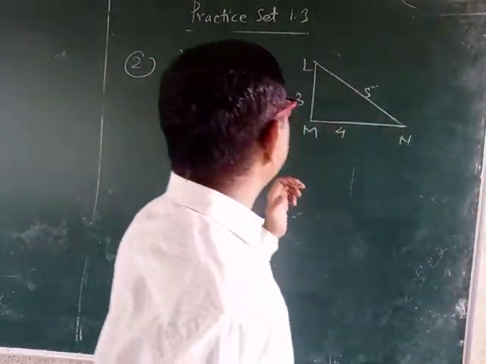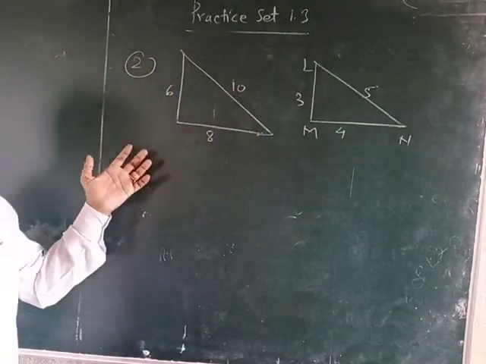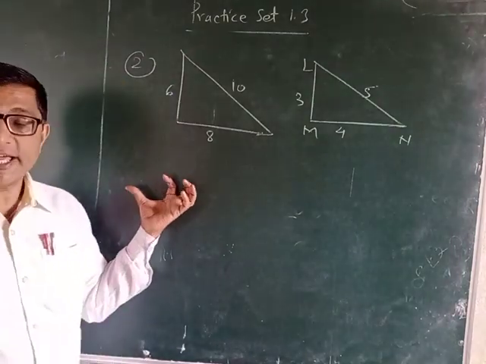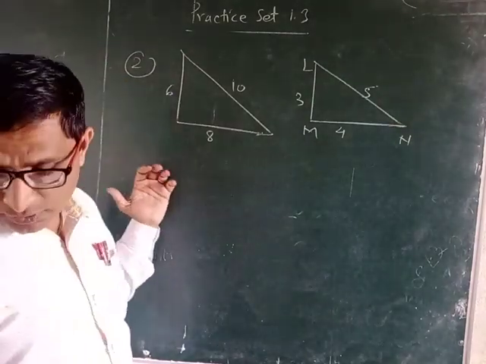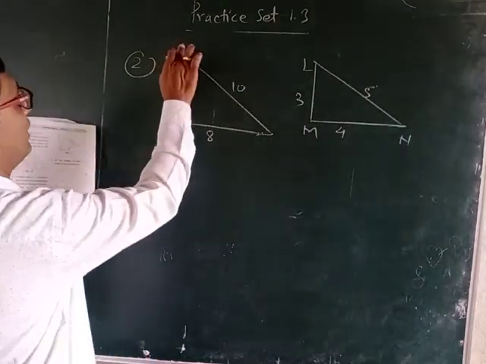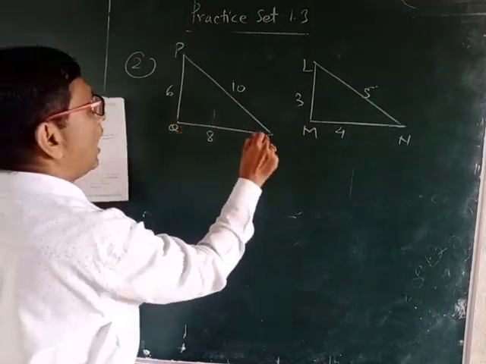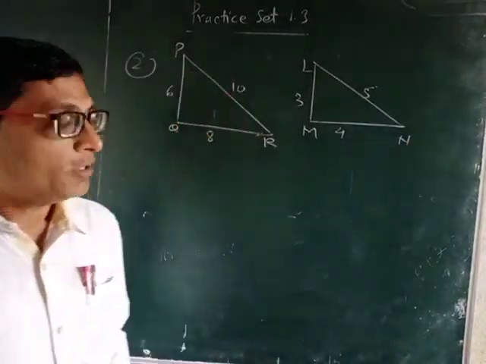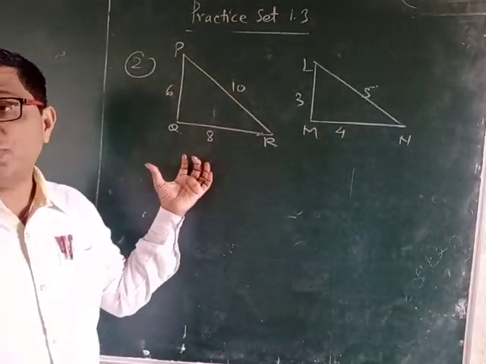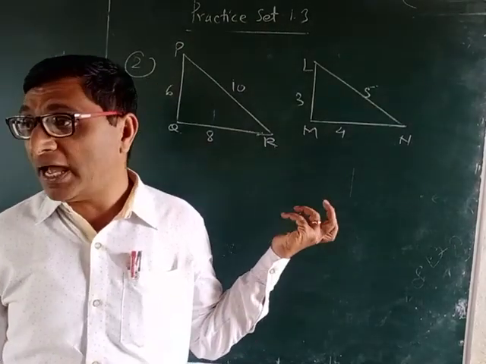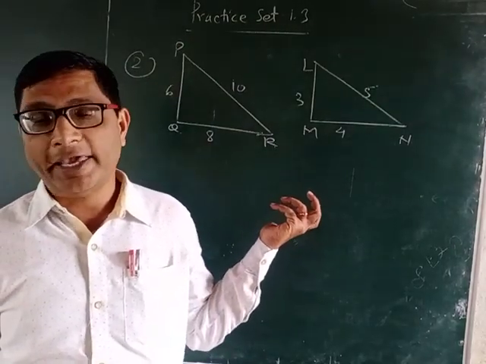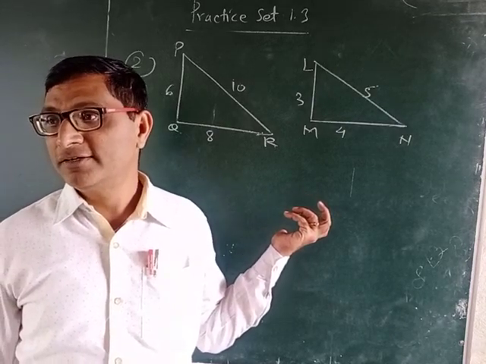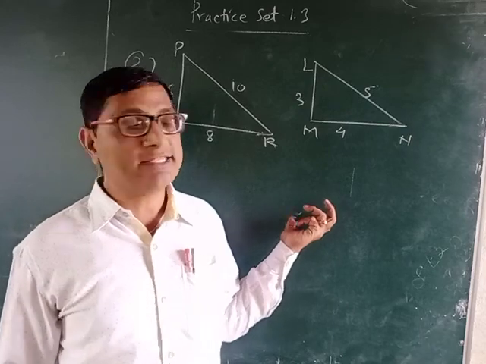Now look at this second example from practice set 1.3. Here are two triangles given with their measurements of sides. Now see, the name of the first triangle is triangle PQR and the name of the second triangle is triangle LMN. If only the measures of sides are given, then you can apply the test of AA or SSS. Which test? Side. Only side. SSS test.